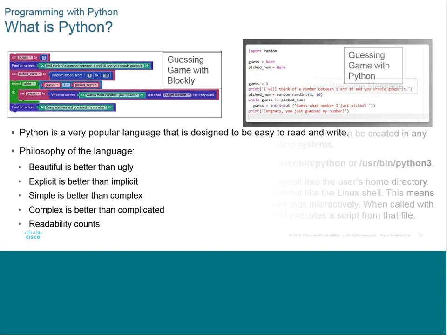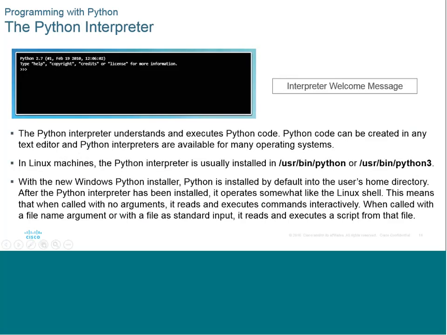So this is the Python interpreter, which understands and executes Python code, and this is like the Linux shell. You can see this is Python 2.7, and you will find these three greater signs options here. In new versions of operating systems, it is already available in the home directory. In a Linux machine, the Python interpreter is installed on the path /usr/bin/python, or /usr/bin/python3, because nowadays we also have Python 3. The old one was Python 2.7.